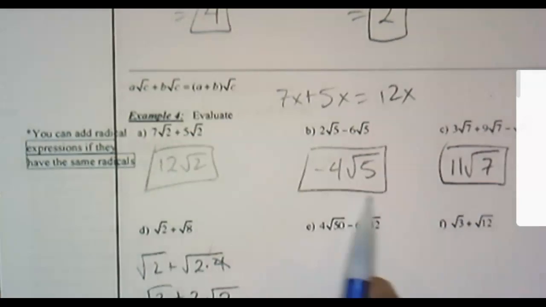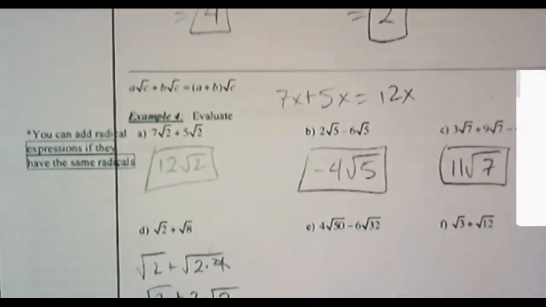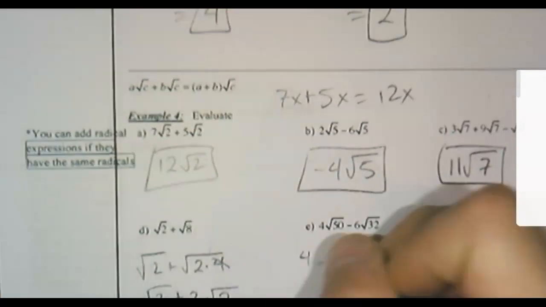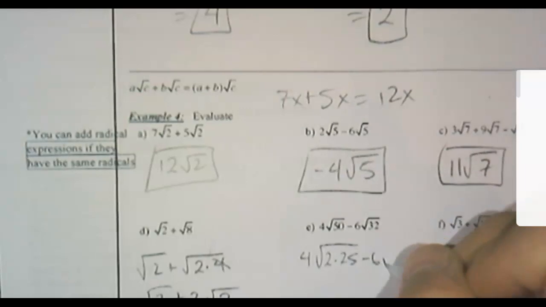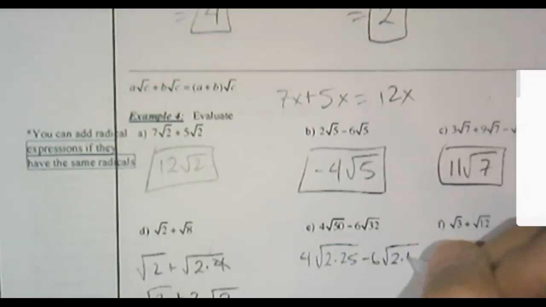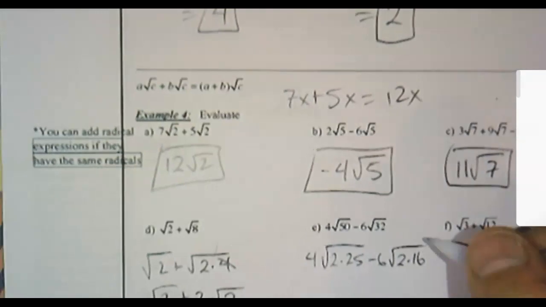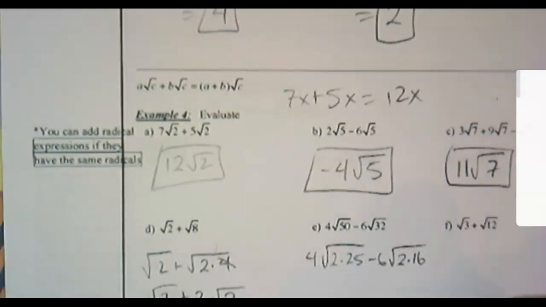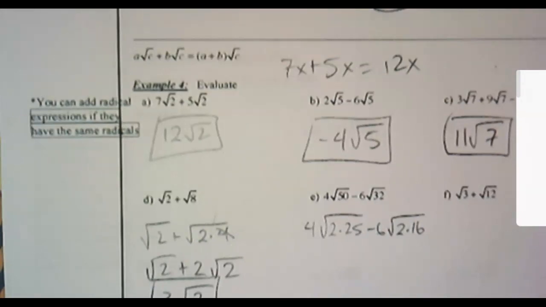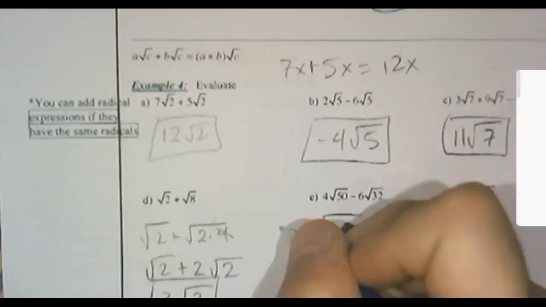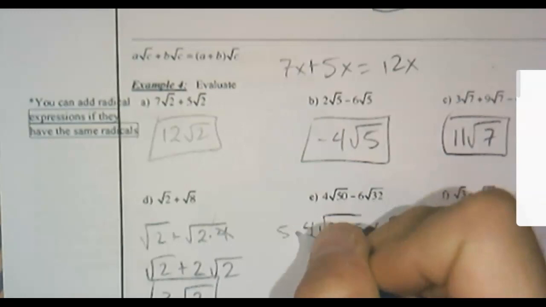This one, all these are pretty much set up where you're going to end up with some like terms. So you're going to have to break these down. 50 is 2 times 25. Minus 6, 32 is 2 times 16. So there's different ways to break them down. I'm just trying to think of the way to break it down where I get perfect squares. So bring out the square root of 25, that's 5, right? And you will multiply that 5 by the 4. 5 times 4 is 20.